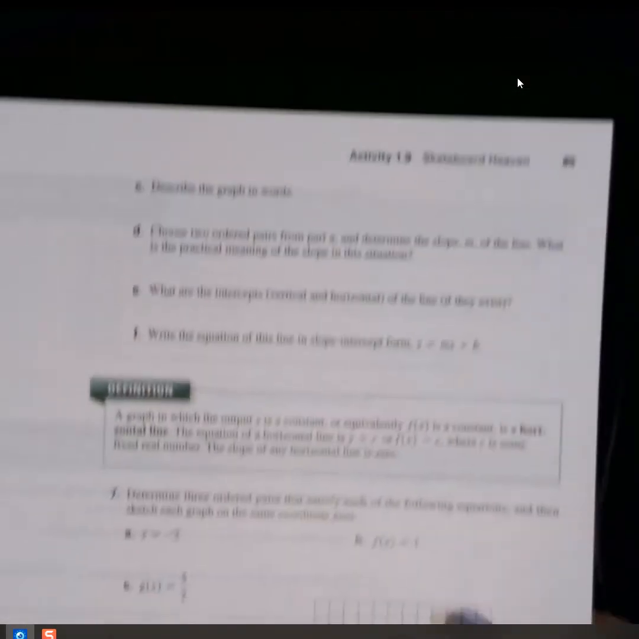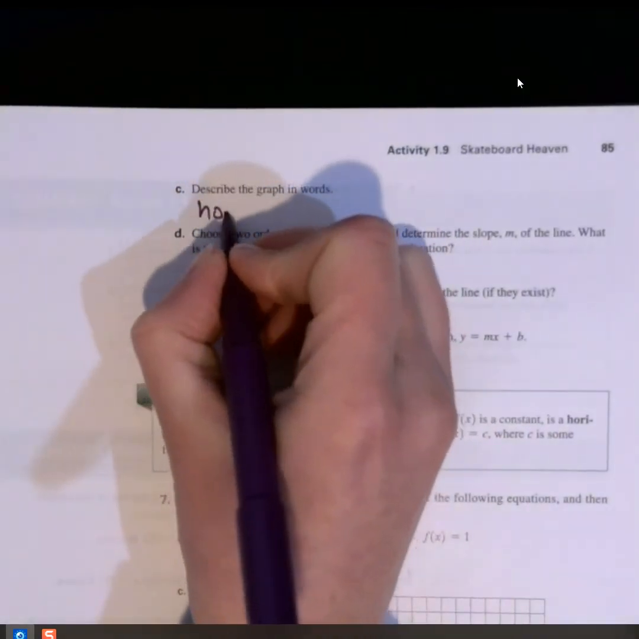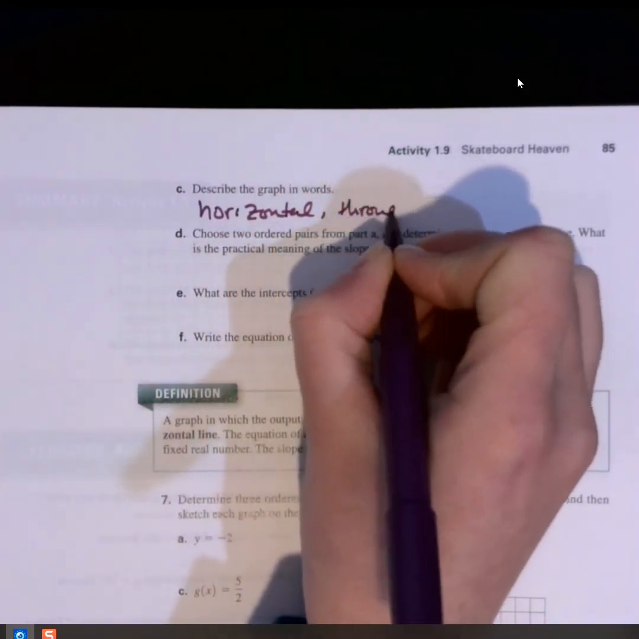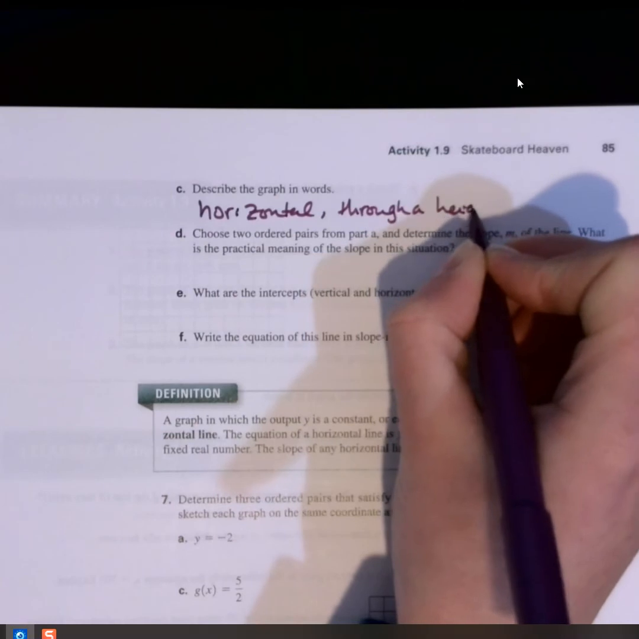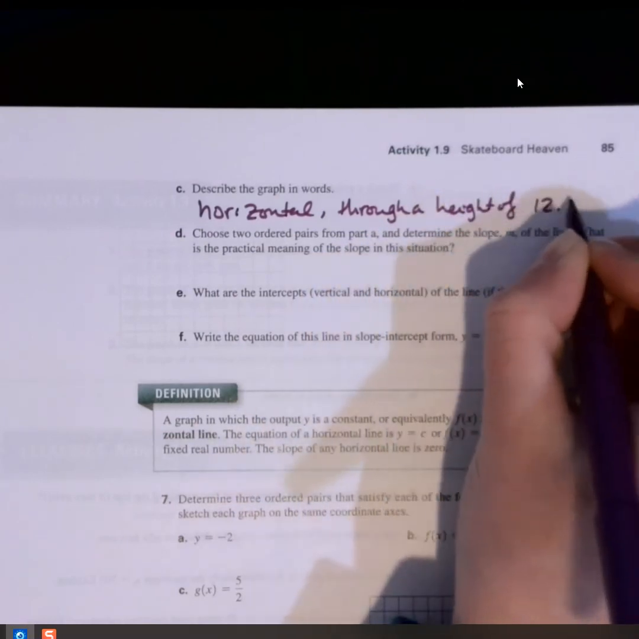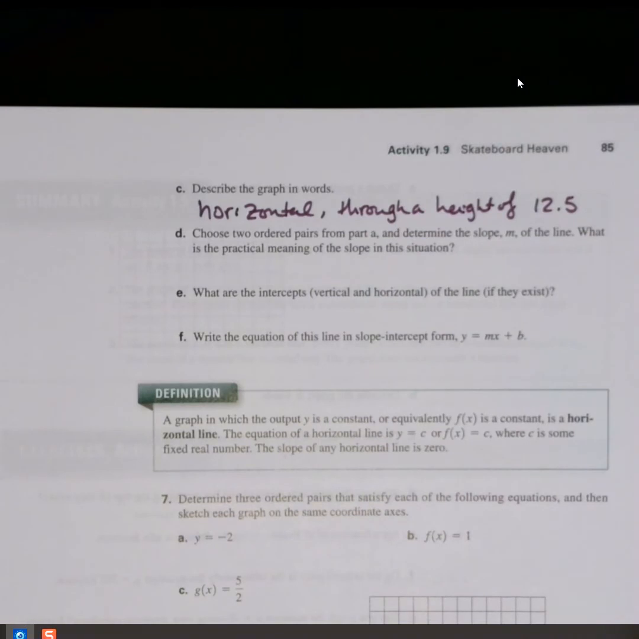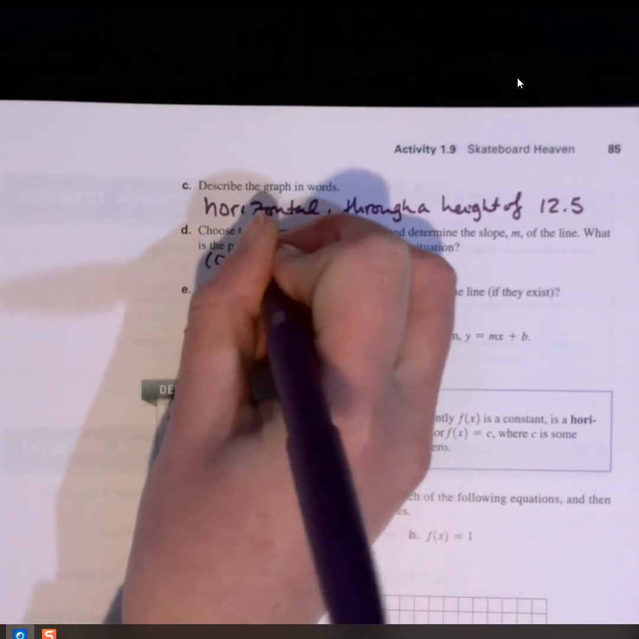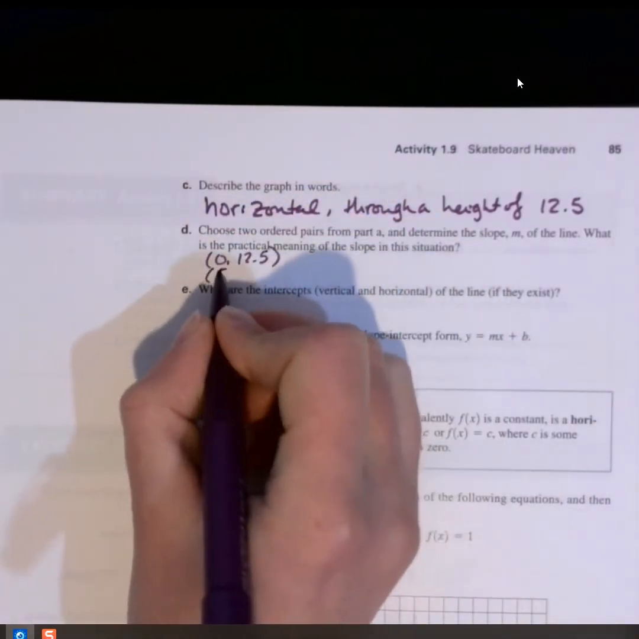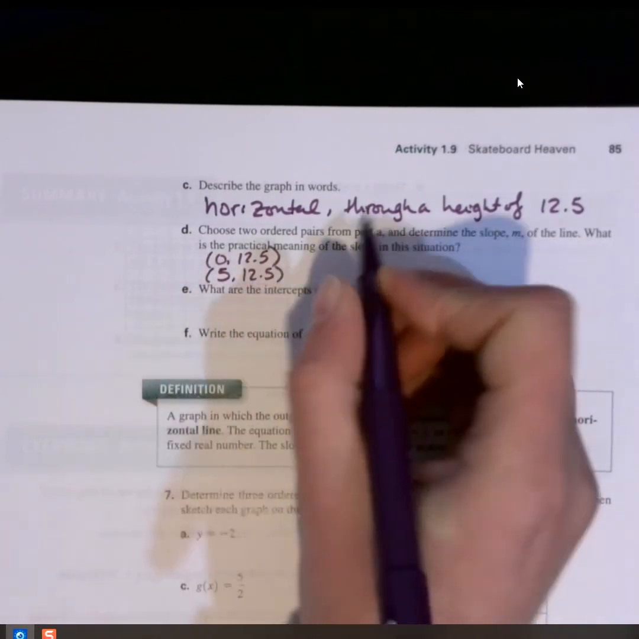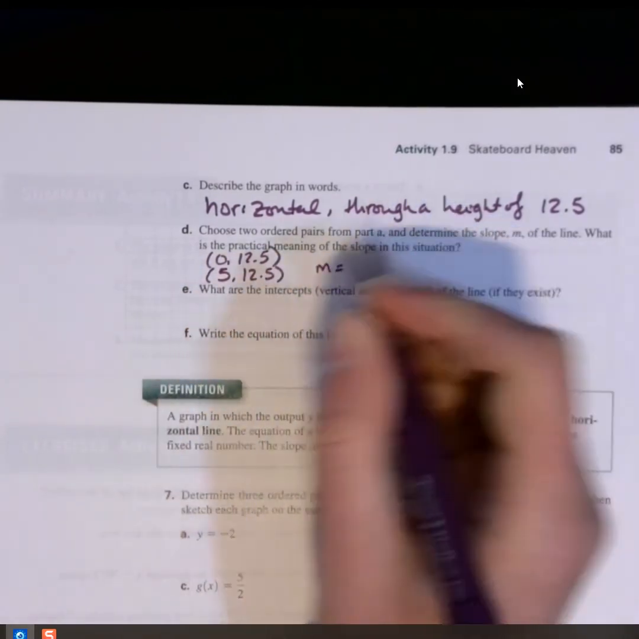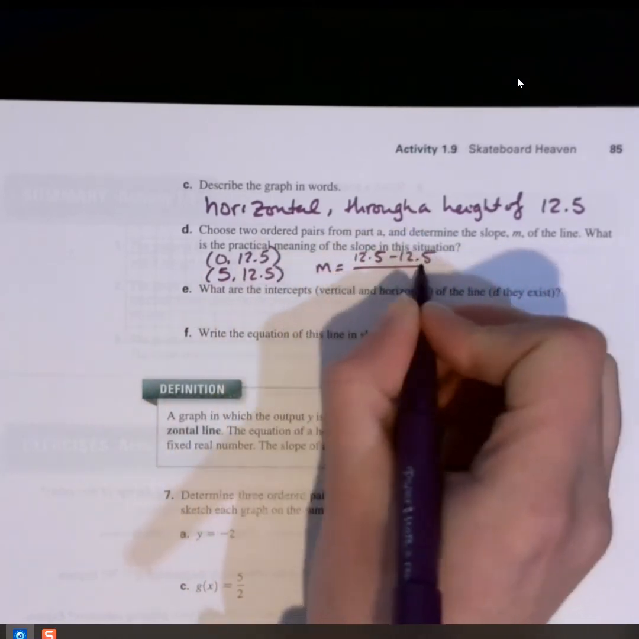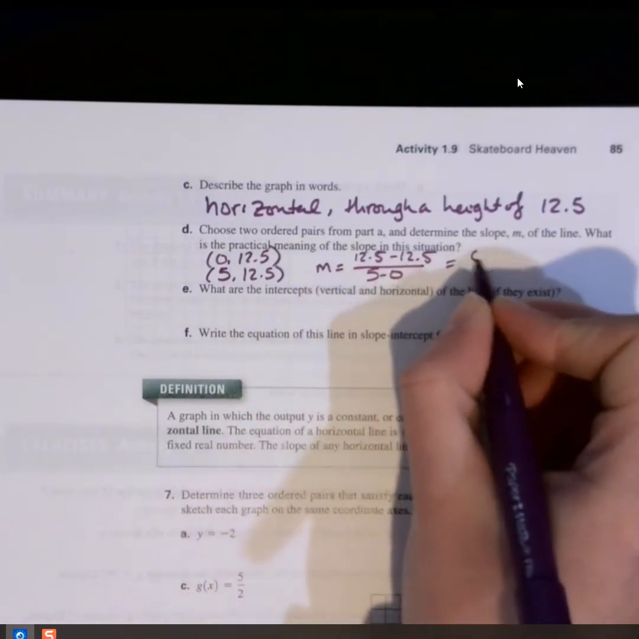Describe the graph in words. This is horizontal through a height of 12.5. Choose 2 ordered pairs and find the slope. Okay, so how about I pick (0, 12.5), and why not the next one, (5, 12.5). All right, so the slope ratio is the change in output, so 12.5 minus 12.5, over the change in input, 5 minus 0.